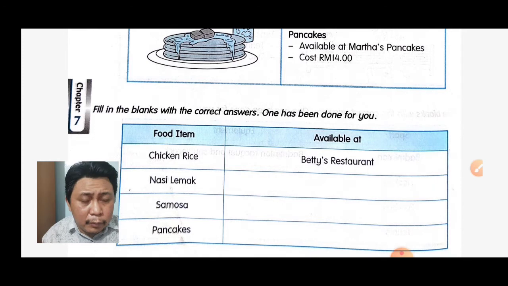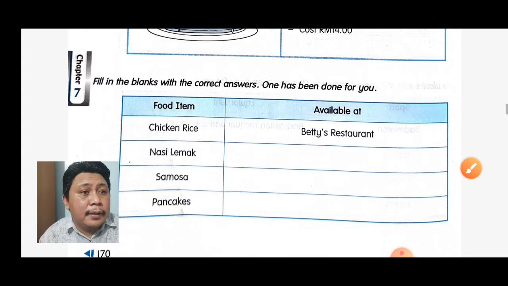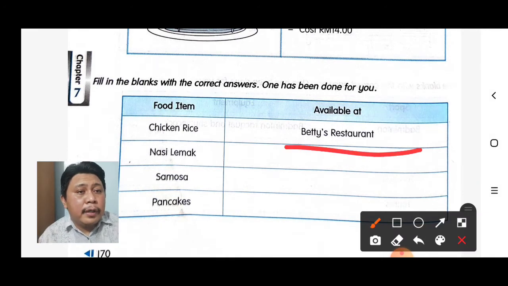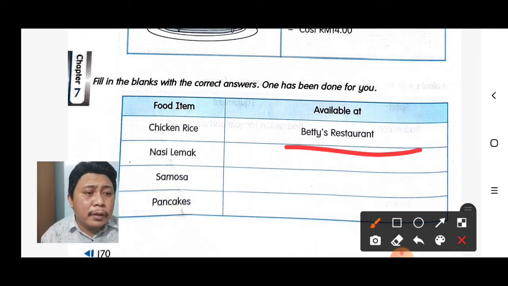But please remember the condition: you must give the correct capital letter. For example, Betty's Restaurant. You cannot write B in small letter. If B is in small letter and R is in small letter, your answer is not correct because you have a grammatical error. Okay, you understood, right?